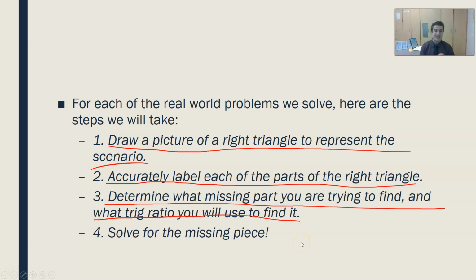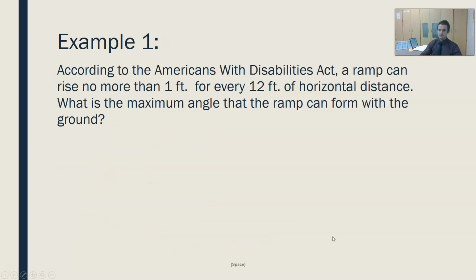So am I looking for a missing angle? Am I looking for a missing side? And then what trig ratio, sine, cosine, or tangent, is going to be the most helpful in helping me to solve it? And then the last step, we're going to solve. We're going to use all the stuff that we've gathered to solve for the missing piece.